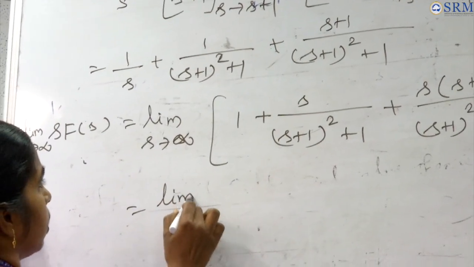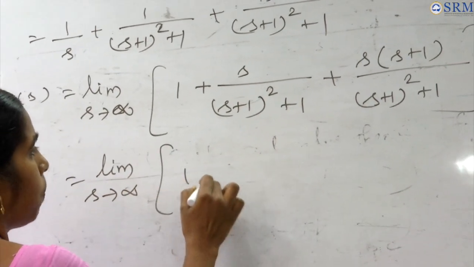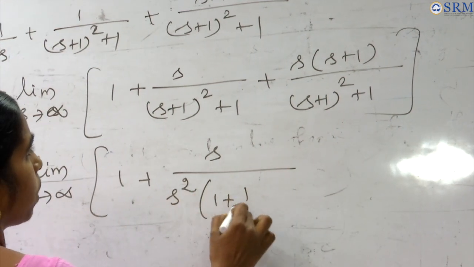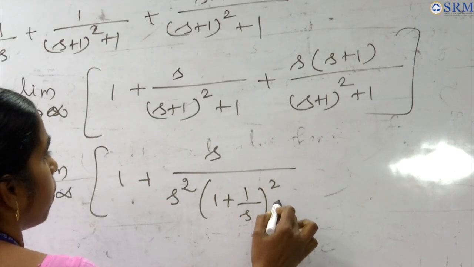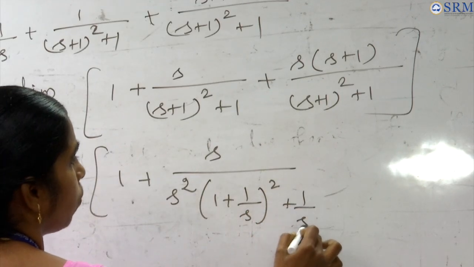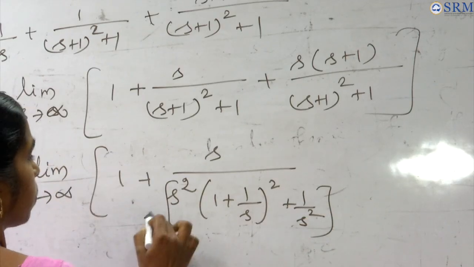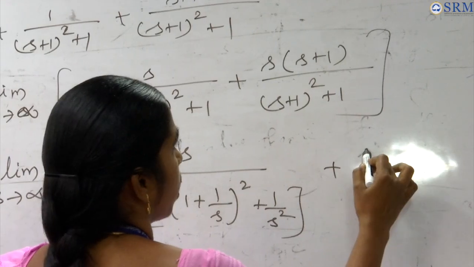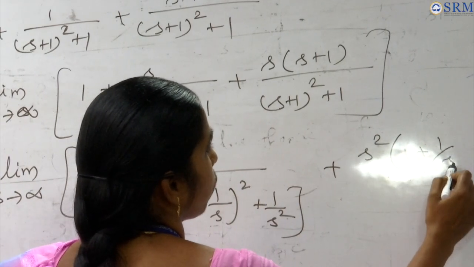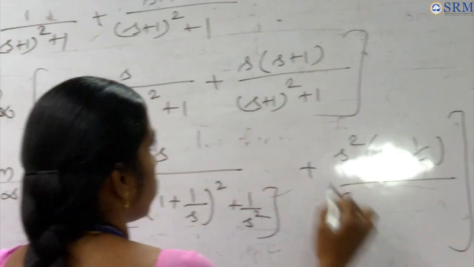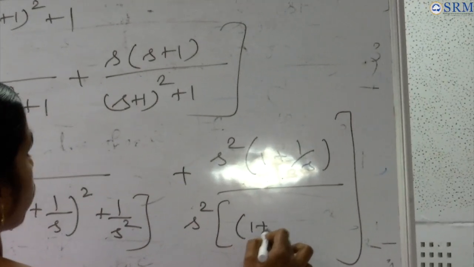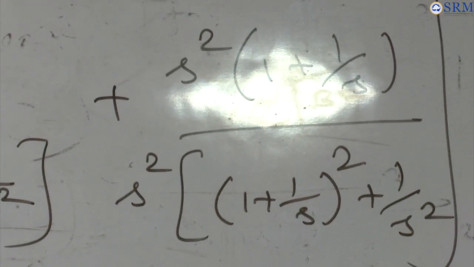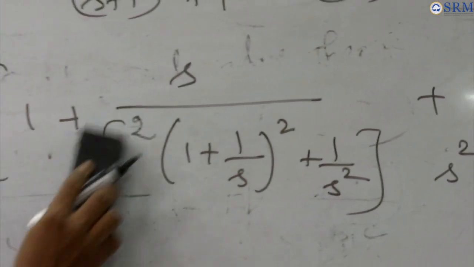So limit s tends to infinity of 1 plus s divided by s square times 1 plus 1 by s whole square plus 1 by s square, plus s square times 1 plus 1 by s, divided by s square times 1 plus 1 by s whole square plus 1 by s square. Here also s square. Cancel the s square term. Yes, this one is.